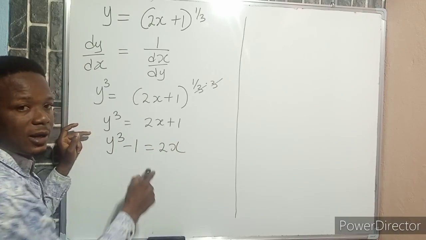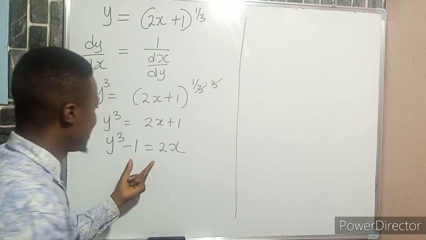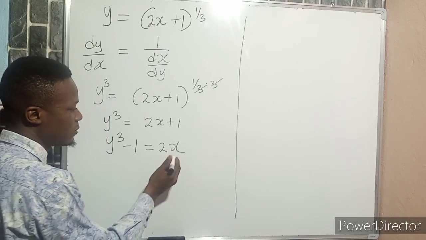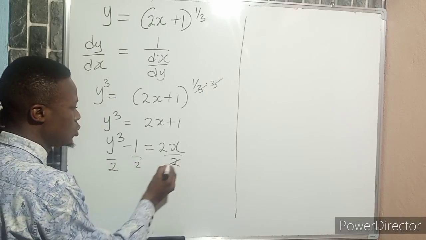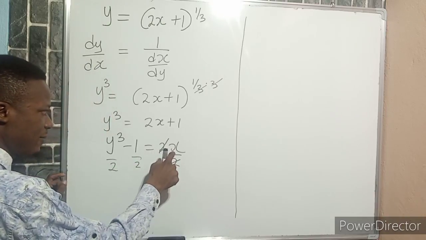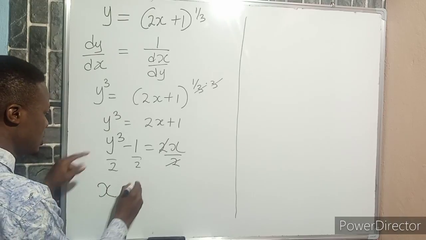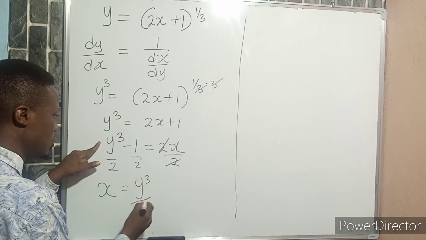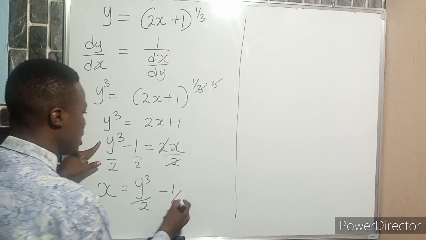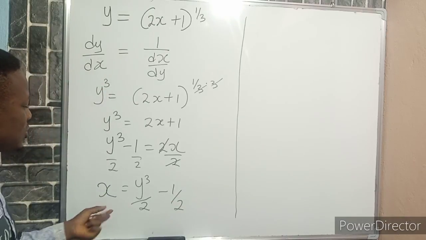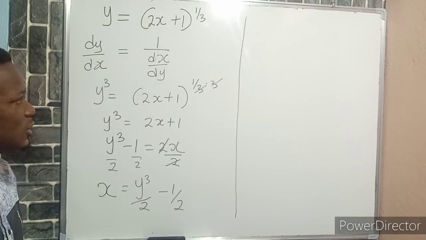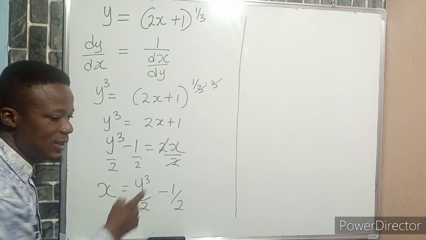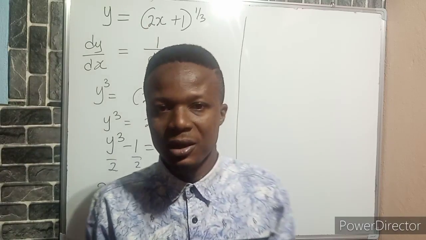So to get the value of x, I will divide every member of this particular equation by 2, the coefficient of x. So over 2, over 2, over 2. 2 will cancel out. Finally, we shall have that our x is equal to y cubed over 2, then minus half. From here, you can just take dx over dy instead of dy over dx. So let us take dx over dy and see what it is going to give us.